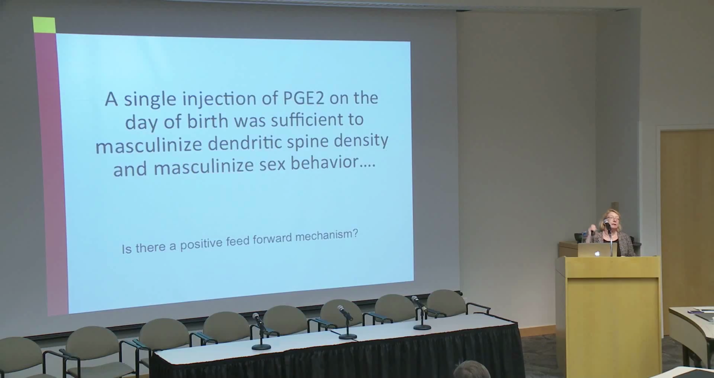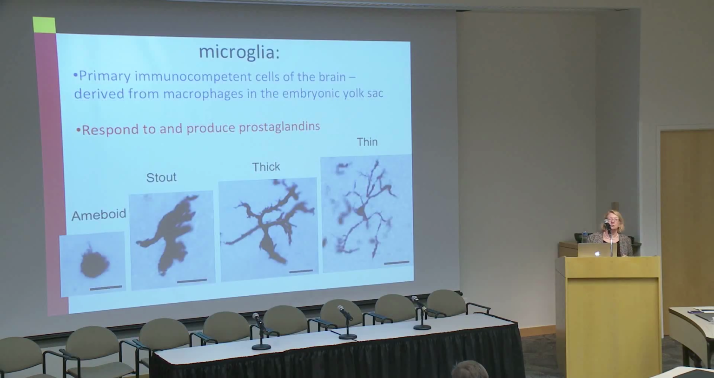So we said we must be lighting a bonfire. We must be igniting a spark that is going to initiate another whole cascade of events. So there must be some kind of a positive feed-forward process going on. And when thinking about that, we turned our attention to another cell type, the microglia.